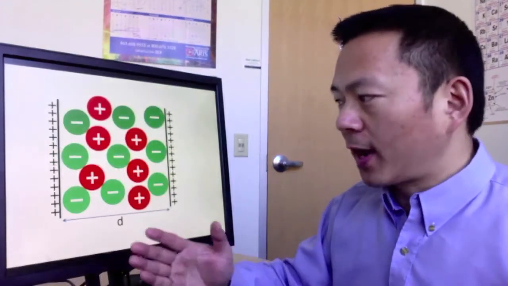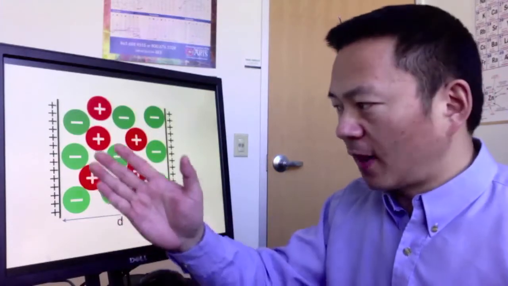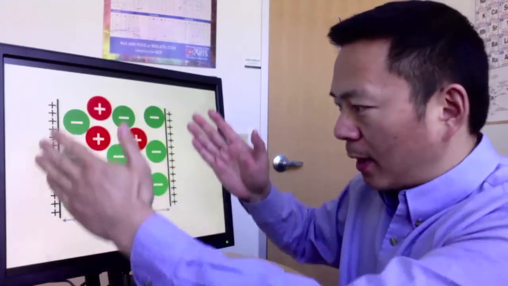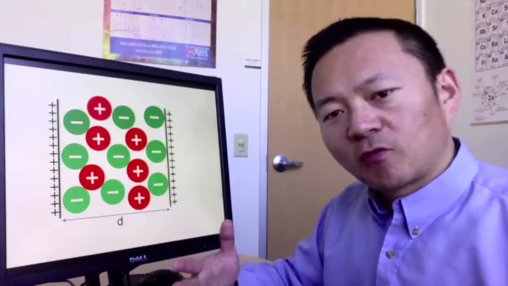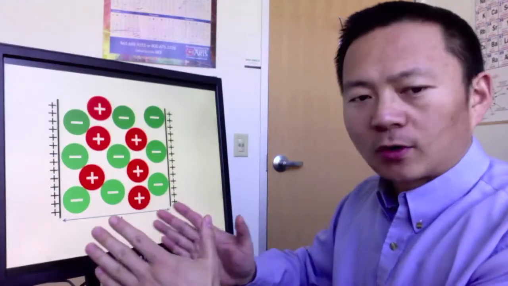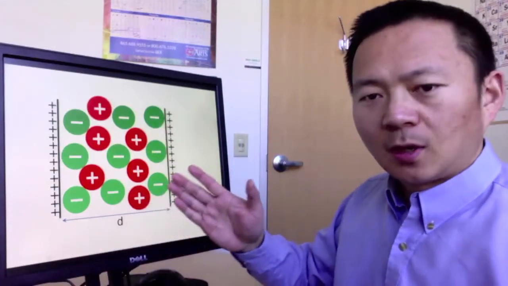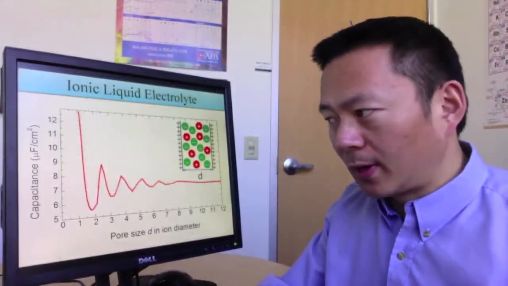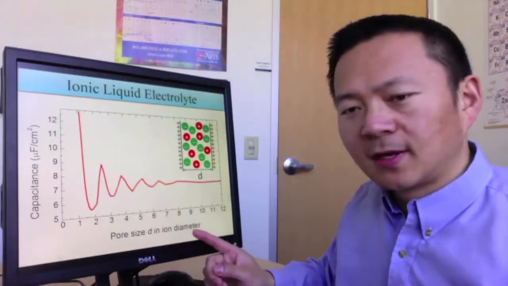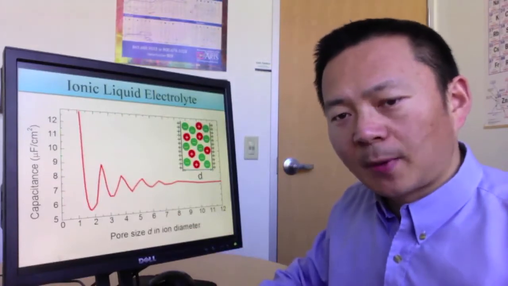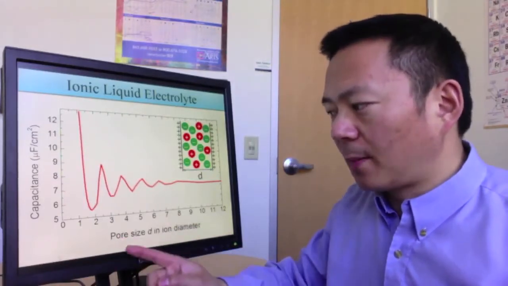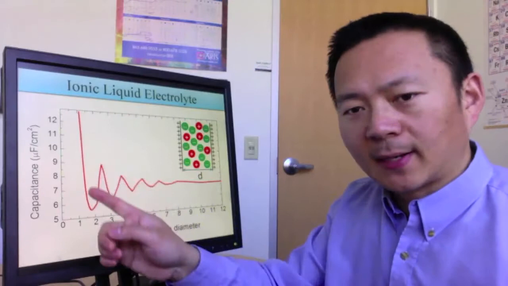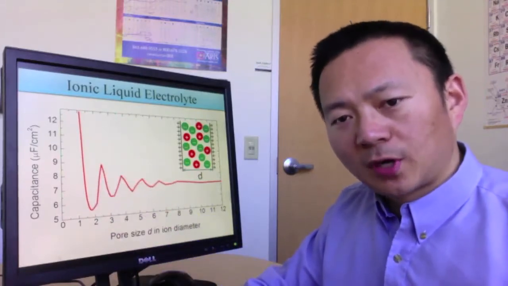So now we have an ionic liquid confined in a slit pore that has positive charge on the surface. The question for us is, as we change the pore size, how will the capacitance change with it? What we are showing here is the surface area normalized capacitance versus the pore size as measured by multiples of the ion diameter. So when the pore size is about the ion diameter, we can see a sharp rise in capacitance, which agrees with previous experiment.